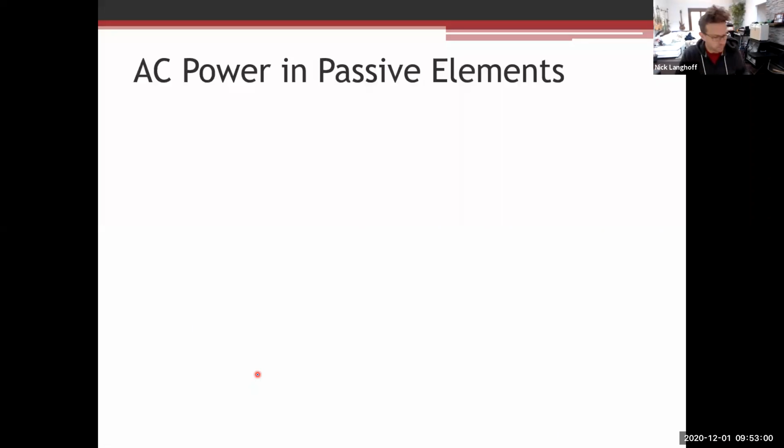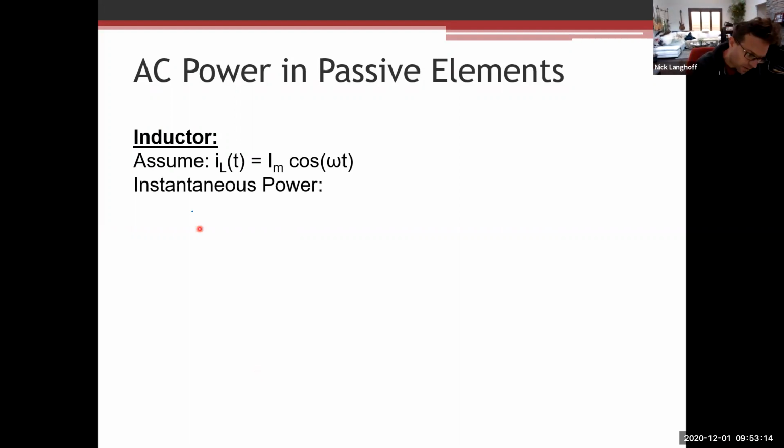Okay. Then let's talk about an inductor. So let's say we've got the current through the inductor. It's a function of time, some sinusoid, Imax cosine of omega t. And if we talk about the instantaneous power, the instantaneous power in an inductor is going to be the current through the inductor times the voltage across the inductor. And we recall that VL is equal to L di/dt.